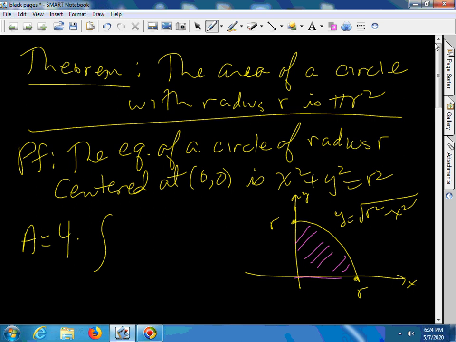The area bounded by the x-axis, the y-axis, and this curve. That's what we want. Then we'll multiply it by 4. Well, let's see how we're going to find this area.